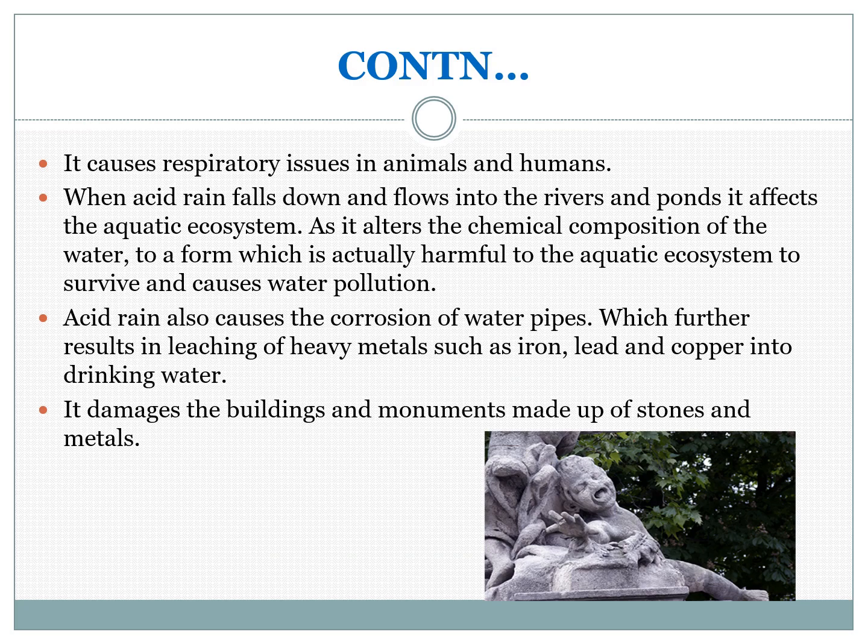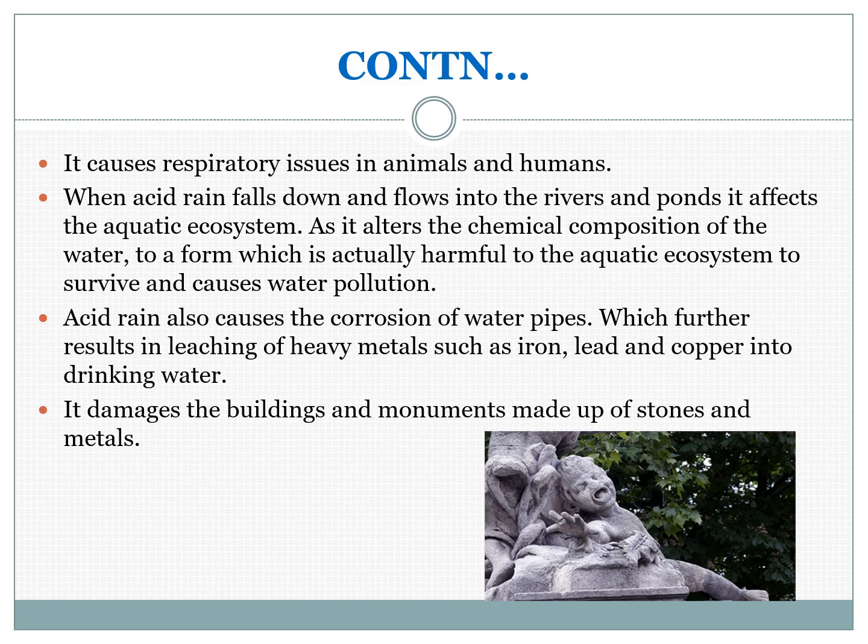When acid rain falls down and flows into rivers and ponds, it affects the aquatic ecosystem. It alters the chemical composition of water to a form which is harmful to the aquatic ecosystem. So the aquatic animals face difficulty surviving, and it also causes water pollution.